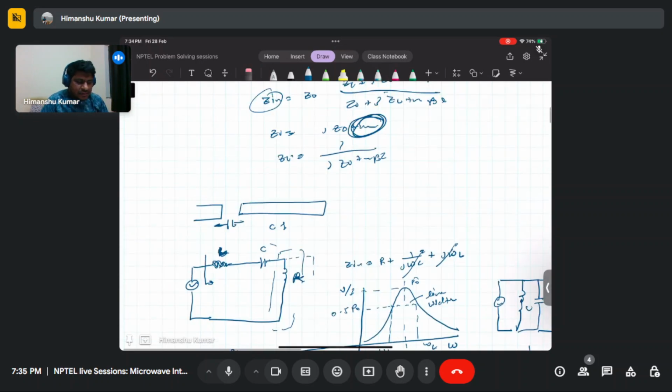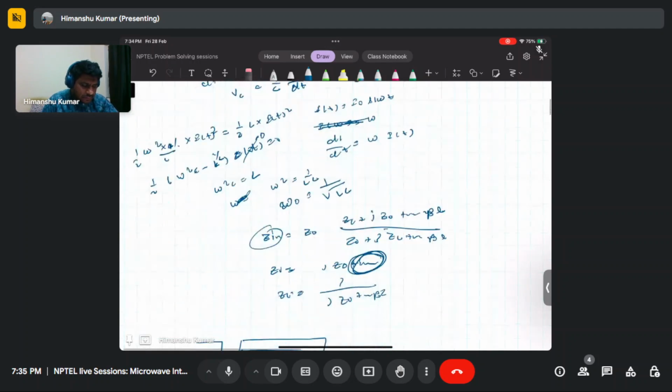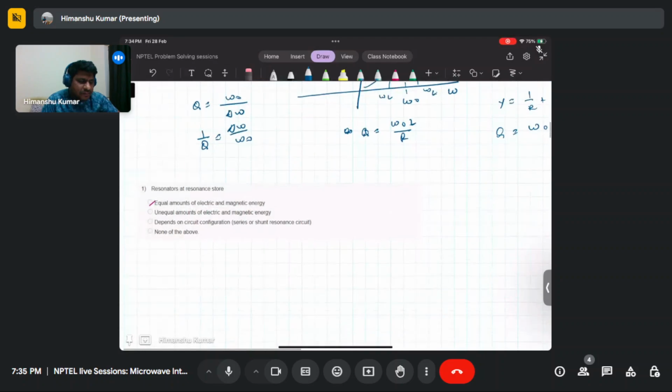So why are we discussing this? Your resonators are basically the perfect example of a narrowband filter. So if you have designed the resonators, then you have basically designed the narrowband filter. We will design with the microstrip lines only.